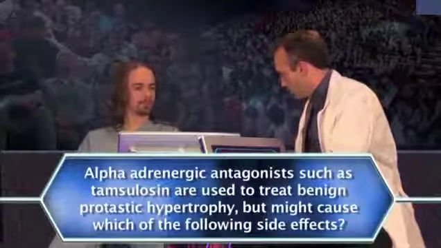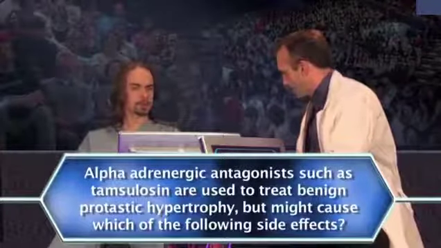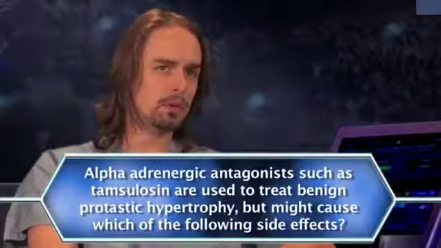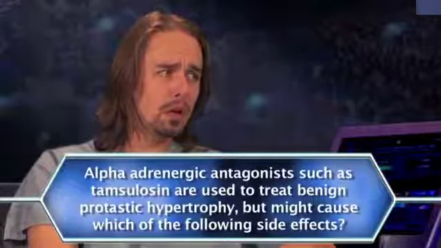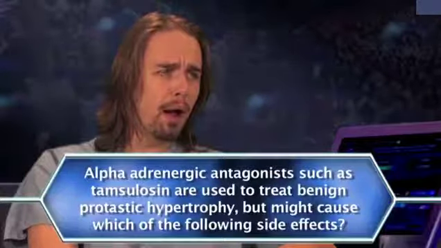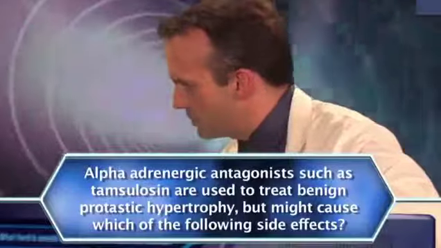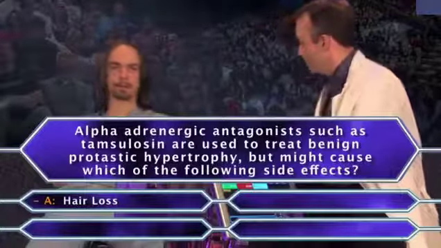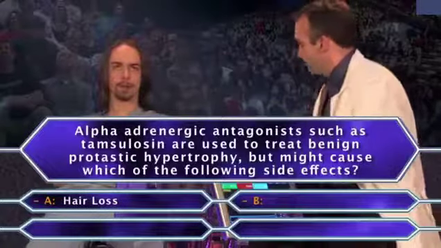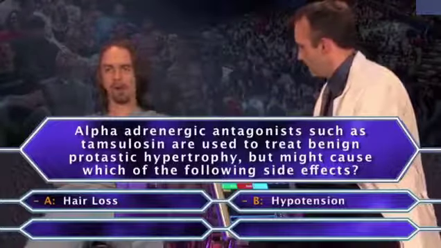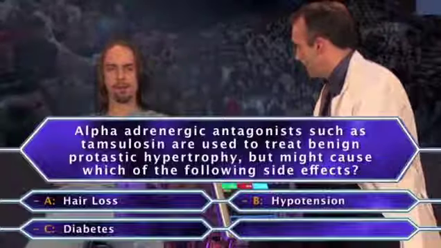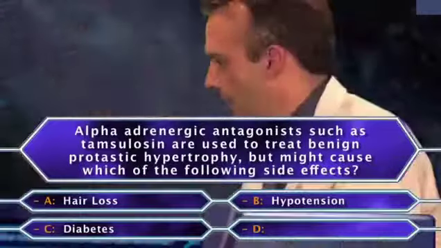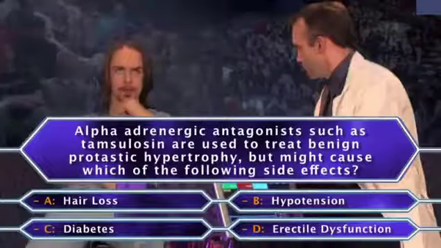Your next question. Alpha adrenergic antagonists, such as tamsulosin, are used to treat benign prostatic hypertrophy, but might cause which of the following side effects? A, hair loss. B, hypotension. C, diabetes. Or D, erectile dysfunction.